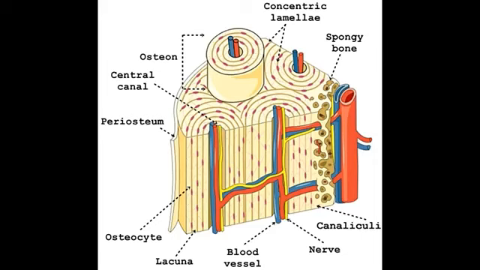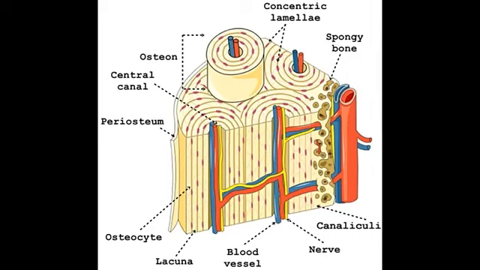These canals are connected to each other by Volkmann's canals, which are transverse vessels that run perpendicular to the long axis. Volkmann's canals also connect the blood vessels that are present in the central Haversian canals to the periosteum, dense tissue covering the outer surface of the bone. Volkmann's canals are not surrounded by concentric lamellae. The Haversian canal is surrounded by the following structures.